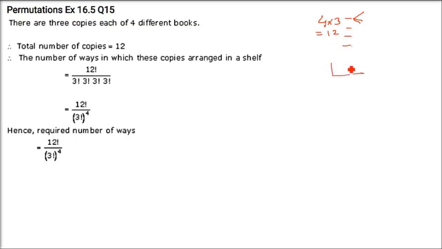So factorial 12 is the total number. 12P12 is the total formation, arranging 12 taking all at a time. But every book has 3 repetitions. So factorial 3 for the first, second, third, fourth. These are the repetitions we have to divide. So it will be factorial 12 by (factorial 3) to the power 4. This is the answer.